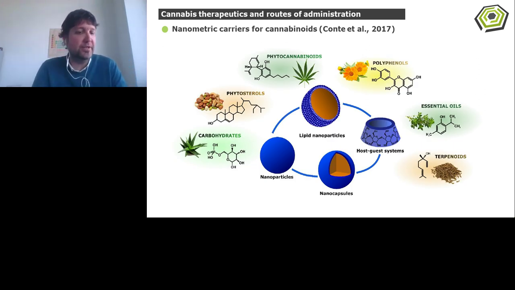The more innovation that we're seeing in the area of cannabinoid pharmacology comes with the development of nano carriers for cannabinoids. Now, for cannabinoids and other natural compounds, this is a very nice review by Conte and colleagues, in which they revise what kind of techniques we have to make little vehicles for all these active molecules to get to the places where they have to go.